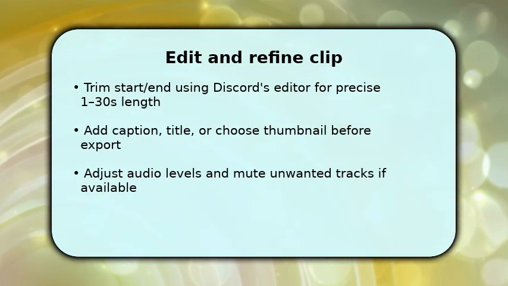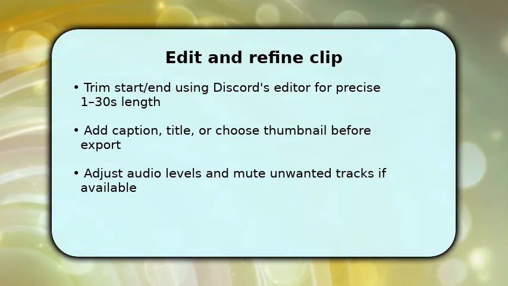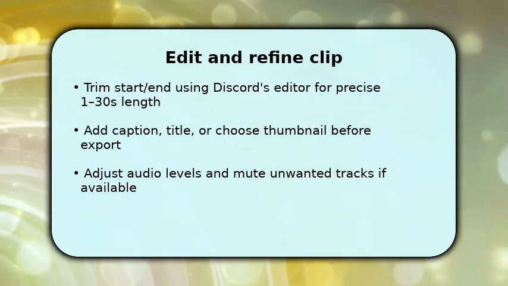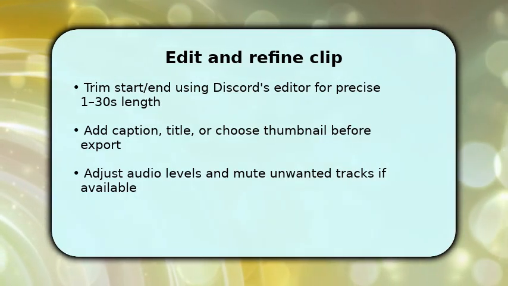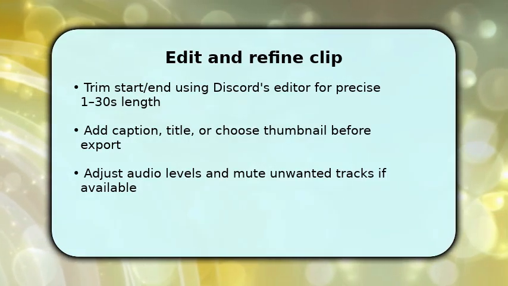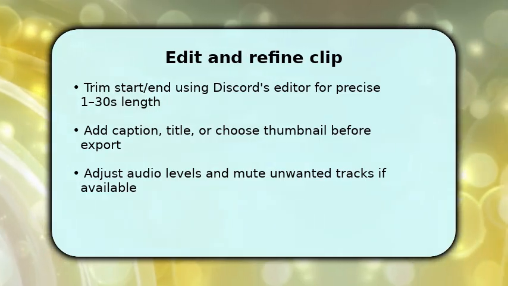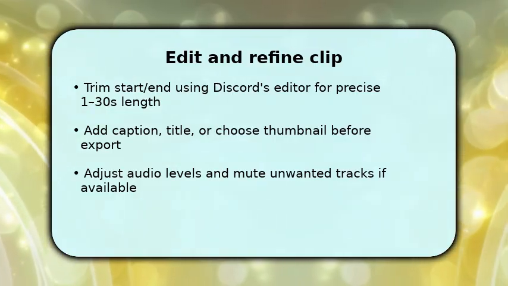Once you have a raw clip, click Edit to trim the start and end so the narrative is tight. You want the viewer hooked within the first second. Then add a short title and caption that describe the moment and pick a thumbnail if Discord offers it. This increases clicks. If the audio needs work, lower background tracks or mute system sounds to emphasize voice. Finally, preview your edits, because small timing fixes make the clip far more watchable.